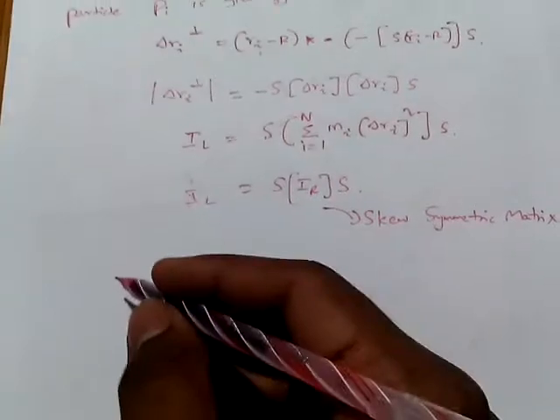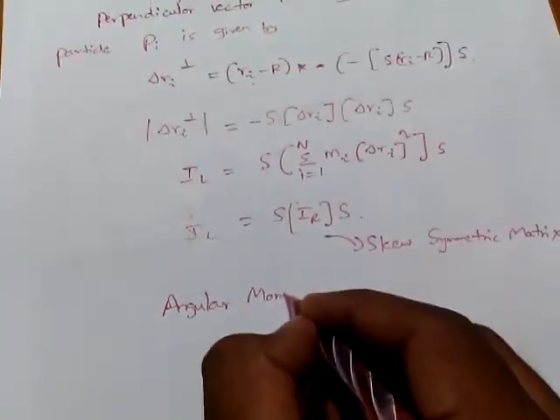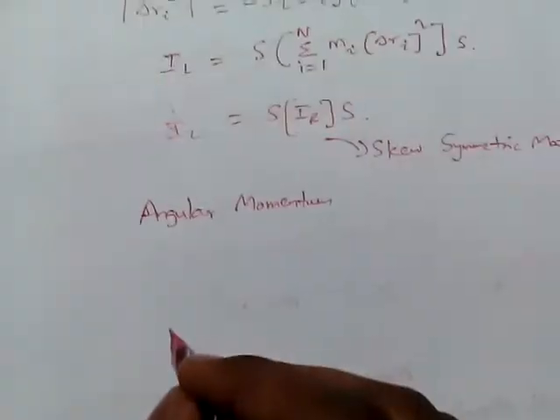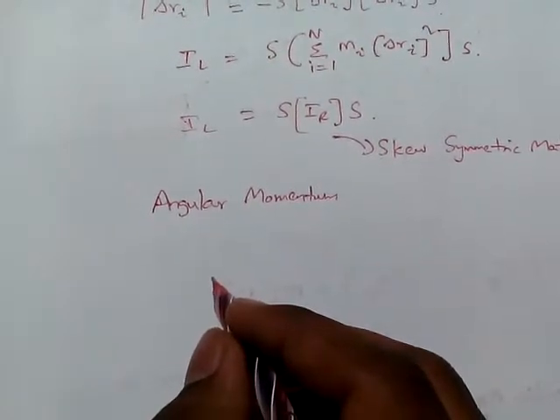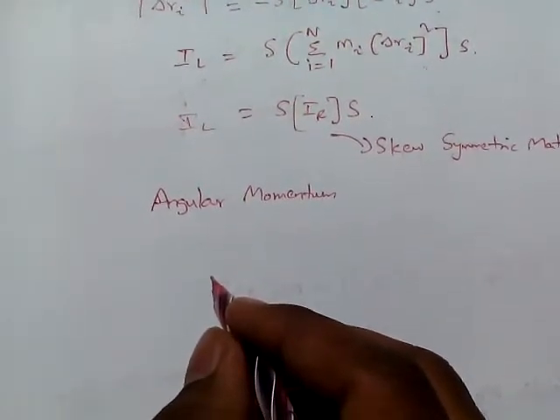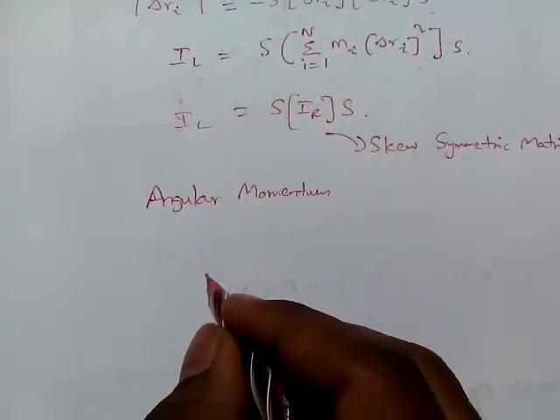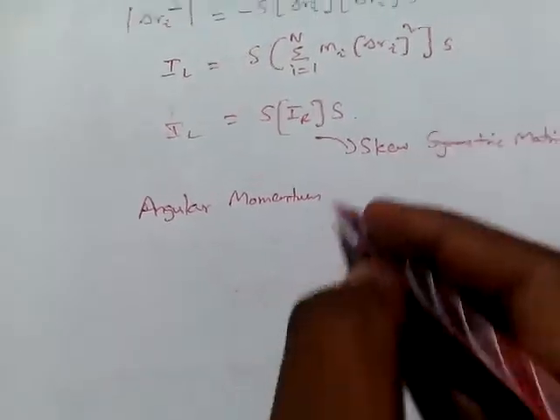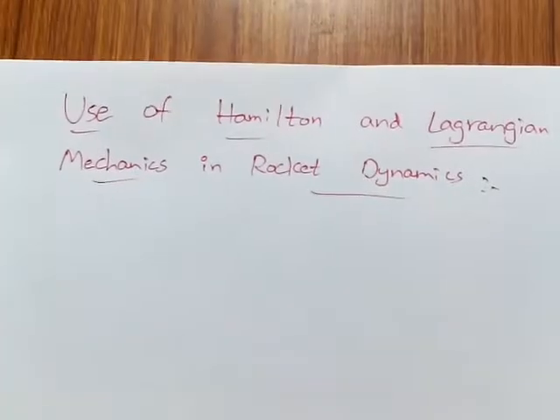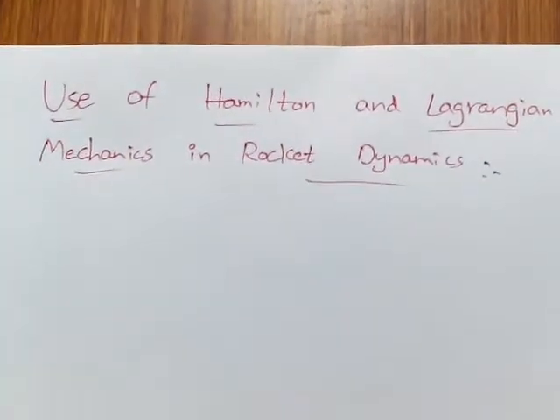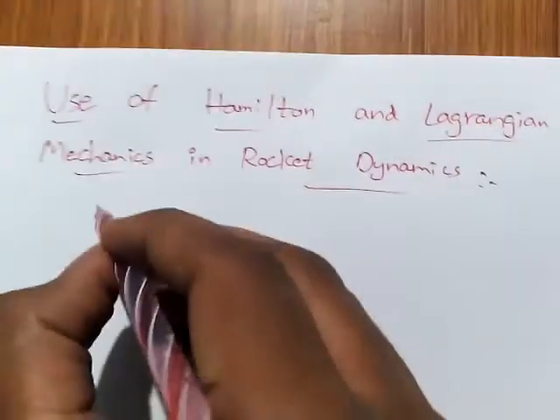It is used to calculate angular momentum and kinetic energy of a rigid body made of different particles, and the moment of inertia about any specified axis in a body. It is also applicable in the analysis of a spinning top, an application of the angular momentum matrix. Now I am going to tell about the use of Hamiltonian and Lagrangian mechanics in rocket dynamics.